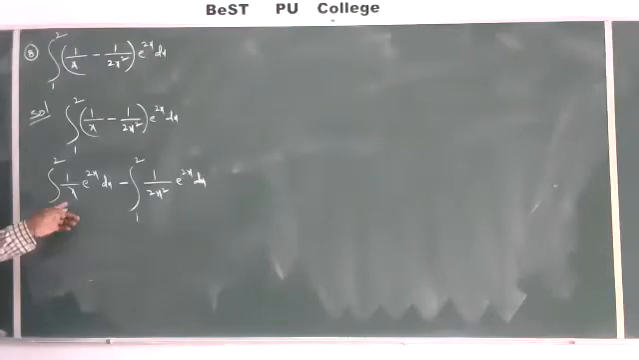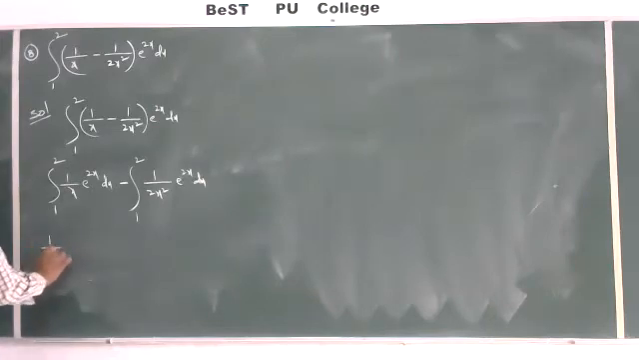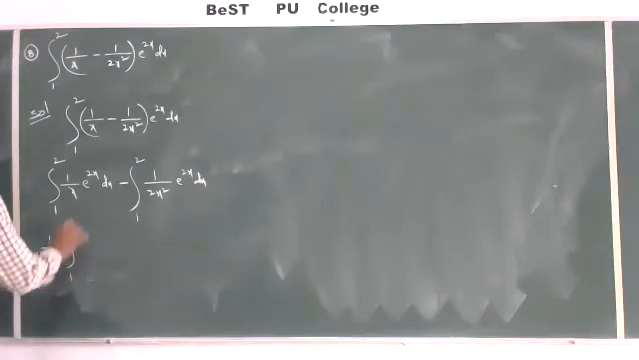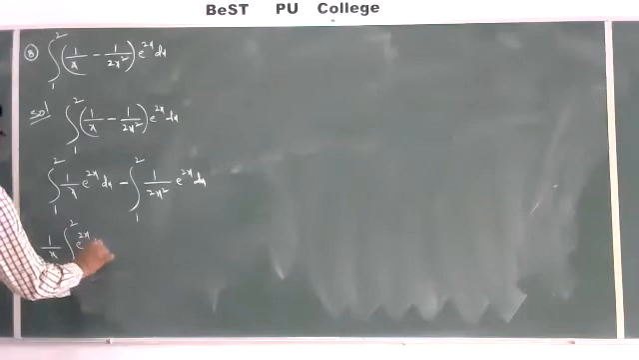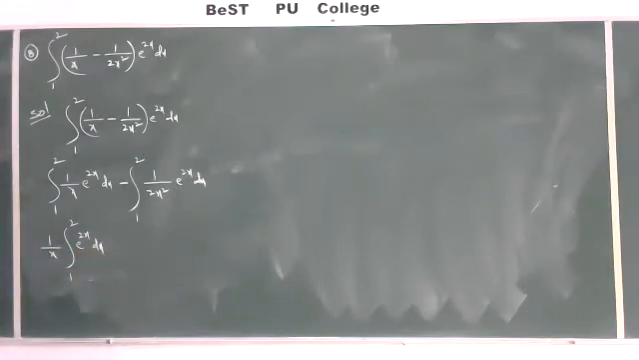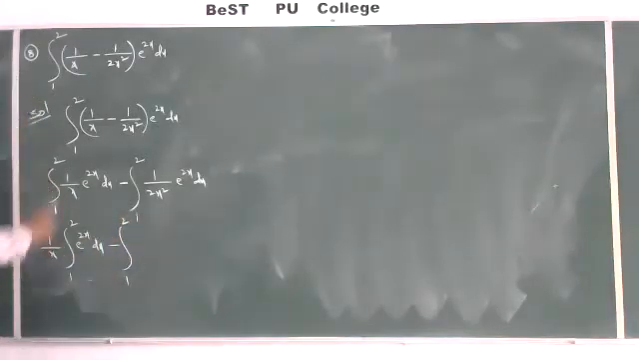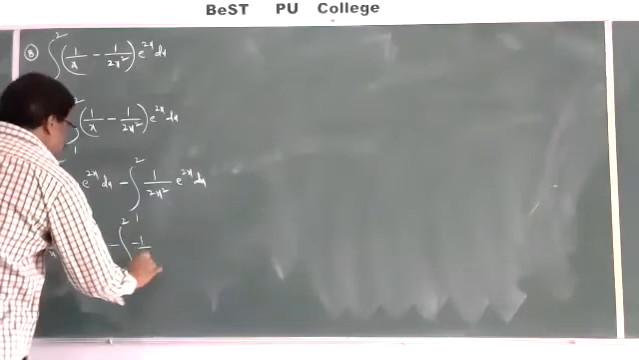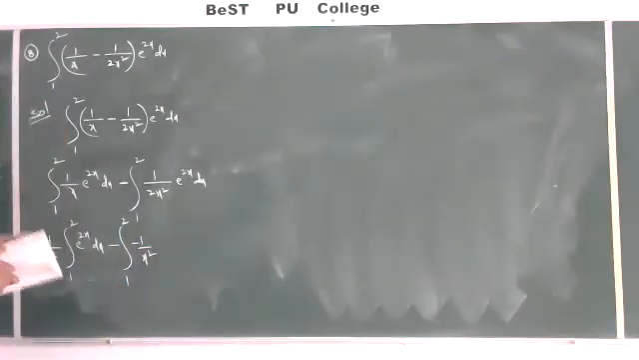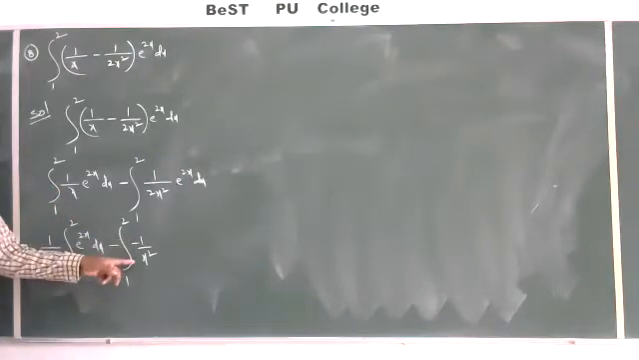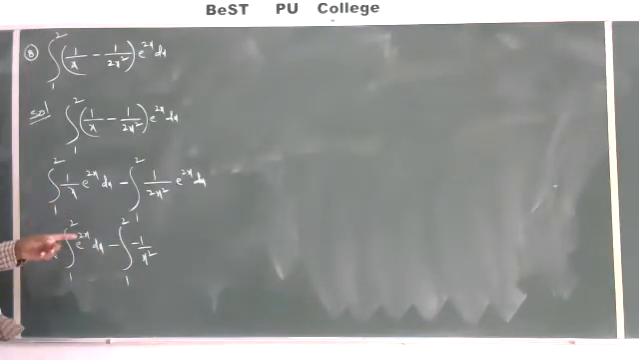Here first apply the integration by parts. You treat 1 by x as the first function. That is 1 by x into integral 1 to 2 e power 2x dx, first function into integration of second function, minus integral 1 to 2 derivative of first function. The derivative of 1 by x is minus 1 by x square. The integration of 1 by x is log mod x.